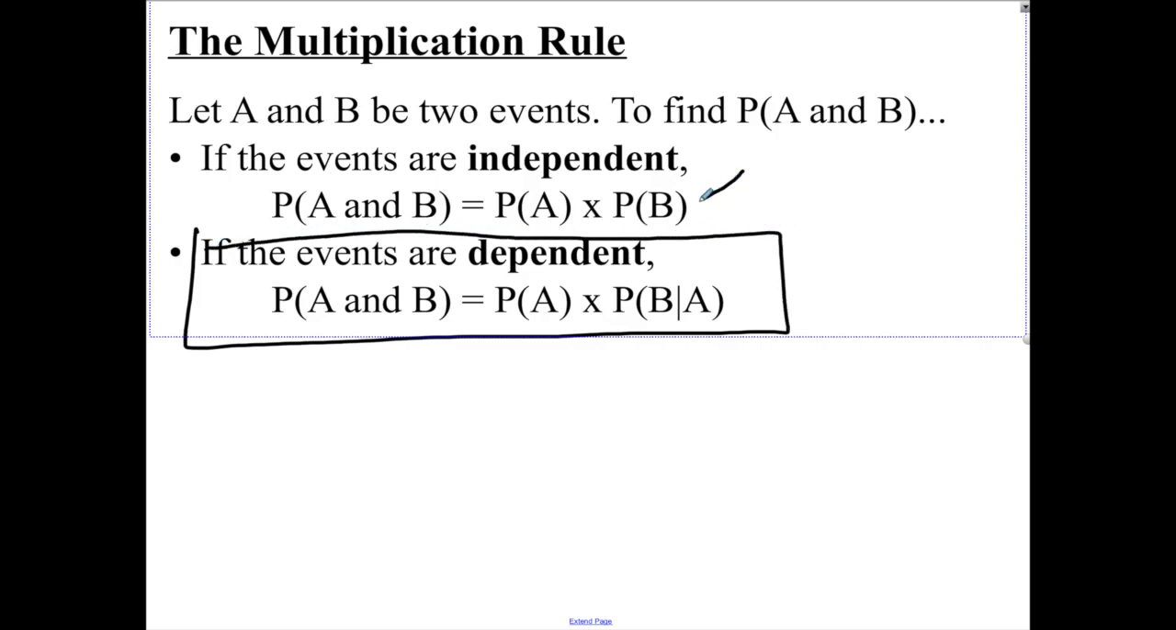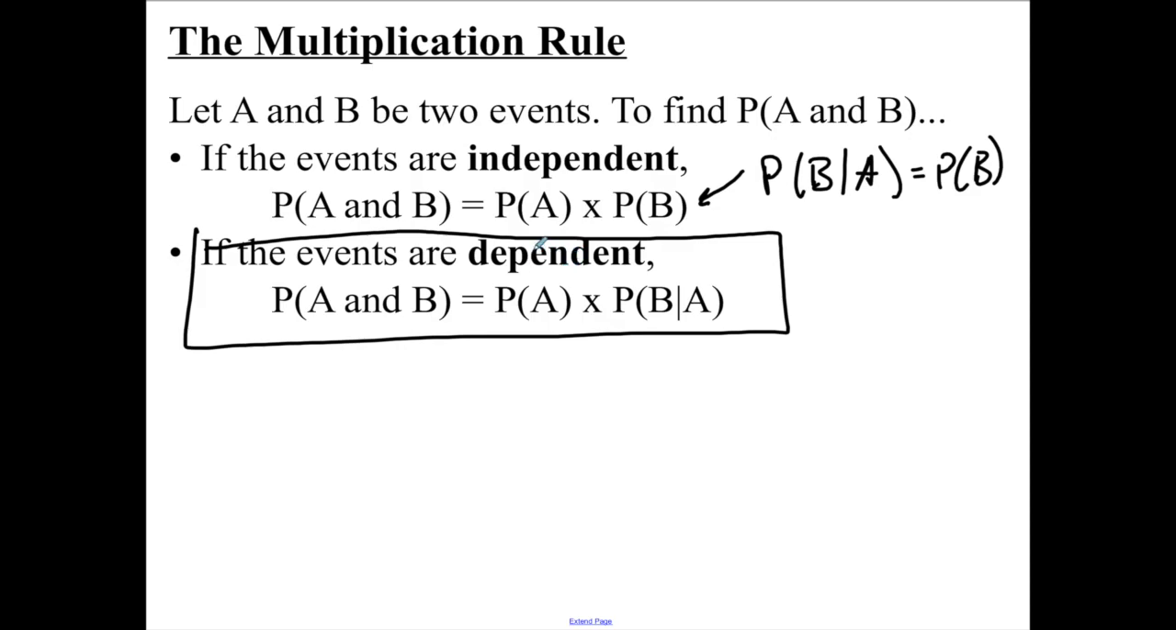But remember, if they're independent, the probability that B has occurred, given that A has occurred, is the same thing as the probability that B has occurred, because the events are independent. Okay, so this is what it's saying.